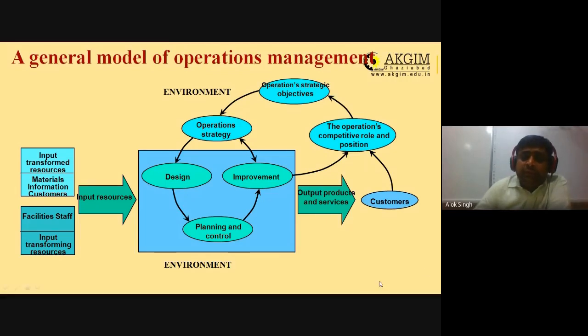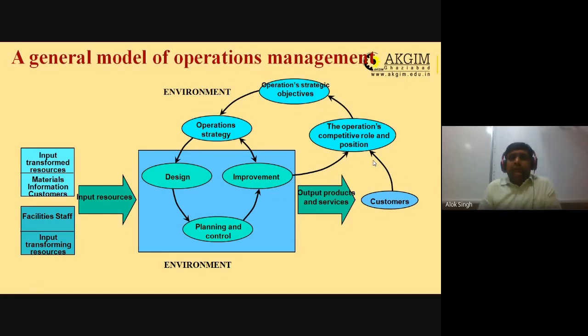First we will discuss the customer, who lies in the business environment. First you assess customers' related information: customers' requirements, needs, wants, etc. Based on those requirements, you decide your operations competitive role and position, meaning what we can deliver to the customer in anticipation of the customers' demand and requirements. You decide what we can deliver as a manufacturer to facilitate our customer.